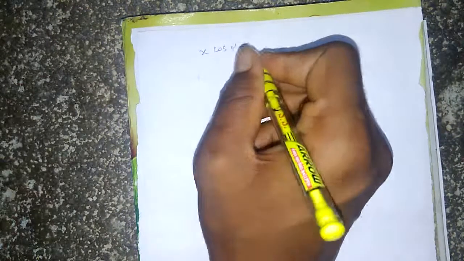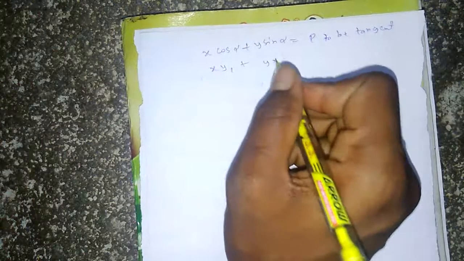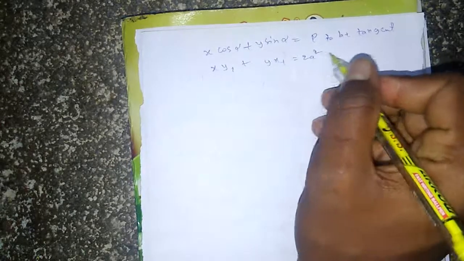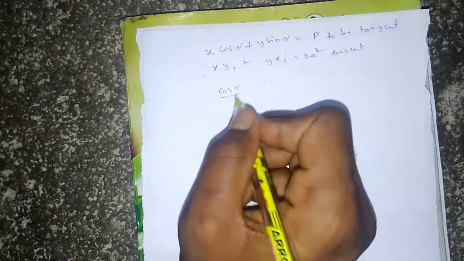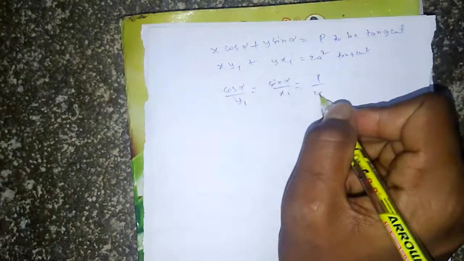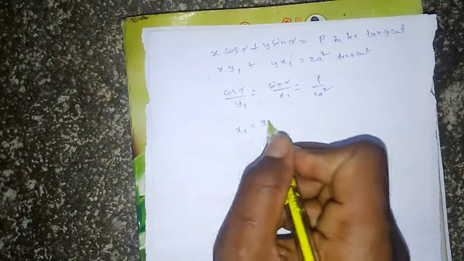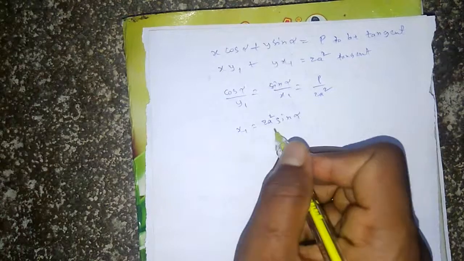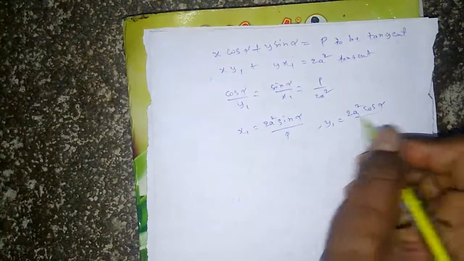Here, given that x cos alpha plus y sin alpha equals p is a tangent, then x y1 plus y x1 equals 2a square is also the equation of the tangent. These two equations must be the same. Comparing the coefficients, cos alpha by y1 is equal to sin alpha by x1 is equal to p by 2a square. Here x1 is equal to 2a square sin alpha by p. Similarly y1 is equal to 2a square cos alpha by p.